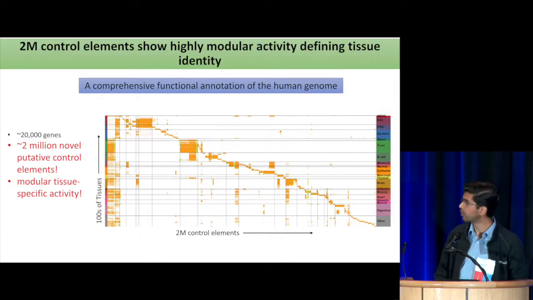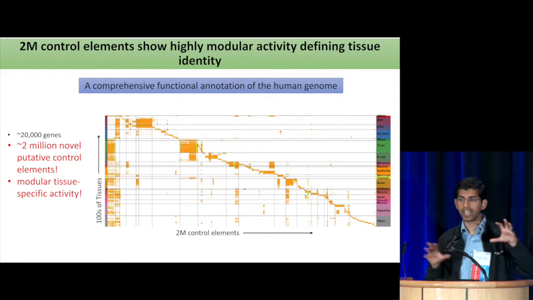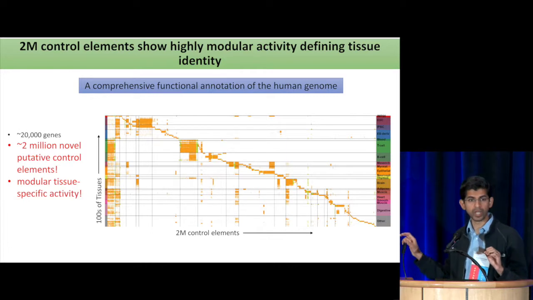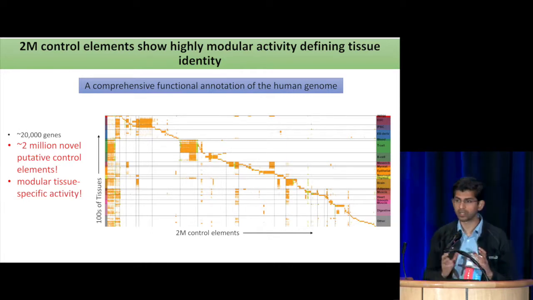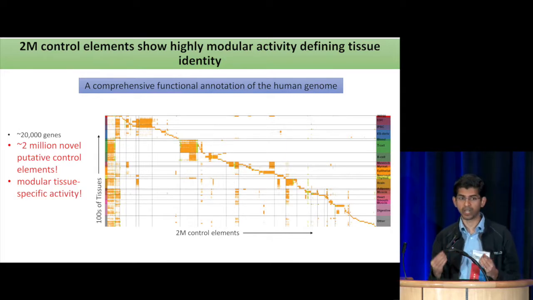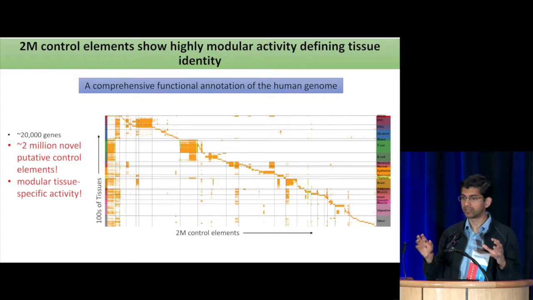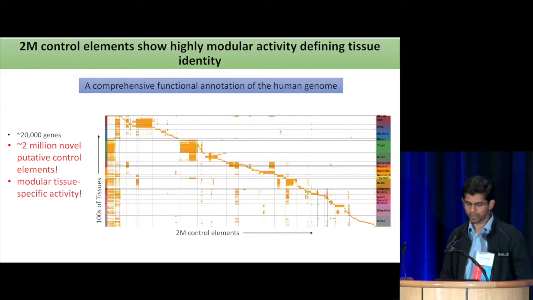So in the figure I show you in the slide, the columns represent the 2.3 million elements, and the rows represent various cell types. And if you cluster the activity of these elements in the different cell types, you see beautiful modular behavior, right? You see mostly a diagonal pattern. So there are specific collections of control elements that activate in very specific cell types and tissues, giving rise to cell type identity. So now we've sort of decoded which portions of the genome are controlling gene activity, and hence we've discovered new functional elements in the human genome.